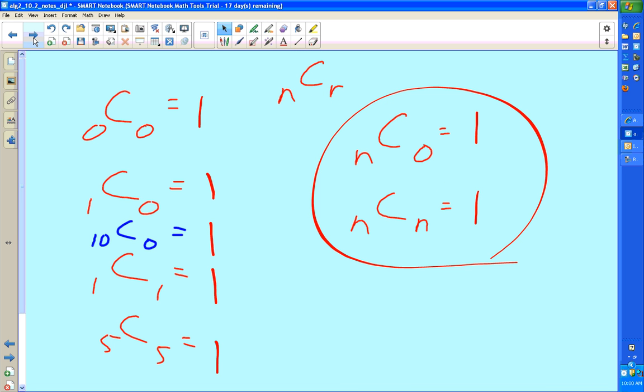Some things you need to know. Combinations of 0 items taken 0 at a time is 1. There's only one way to take nothing from nothing. Combinations of 1 item taken 0 at a time, or 10 items taken 0 at a time, or any number of items taken 0 at a time is 1. And combinations of 1 item taken 1 at a time, there's only one way to do that, or 5 items taken 5 at a time. There's only one way to do that. So the combination of n items taken n at a time is 1. And by definition, 0 factorial is 1.